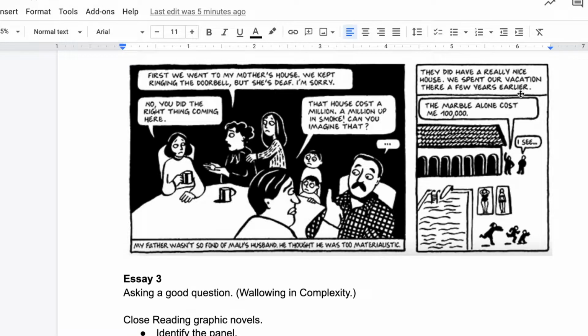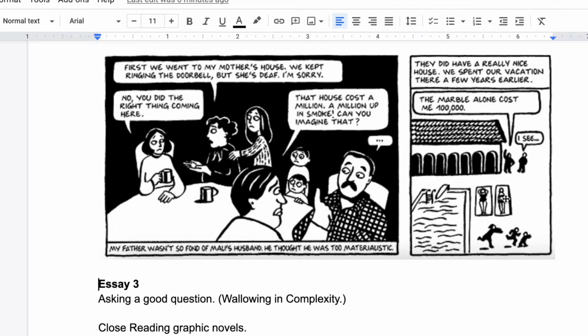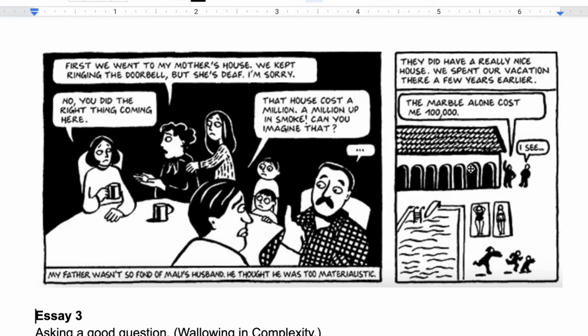For example, here's one moment in the graphic novel where the narrator says, the relatives run away, they're refugees, and they live in a really nice house. And she's reflecting, they did have a really nice house. We spent our vacation there a few years earlier. And then the uncle says, the marble alone cost me $100,000. Now, you can see the way that the house is depicted, that it's a simple but very luxurious place. None of the details like, oh, there was a pool. We played by the pool. Our parents were able to suntan by the pool. None of that information is conveyed in the narrator's speech bubble, but that is definitely clear from the visual illustration.